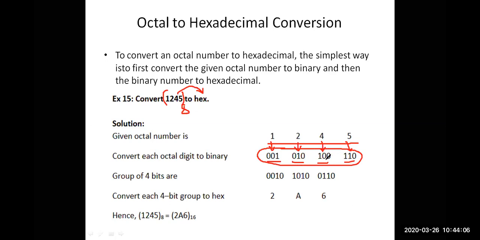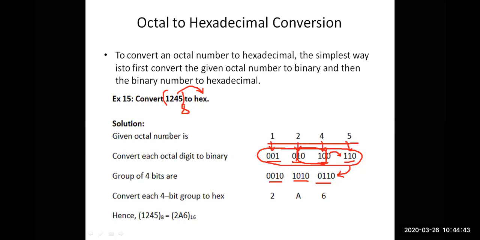Now once we have this code, we just have to regroup these bits into groups of 4 bits each. What I already have here is 110, that is 3-bit. I should take this 0 here to make it a 4-bit group. So 0110, and I am left with 10 here. I should bring these two bits together, so it becomes 1010, and finally 001 and 0.